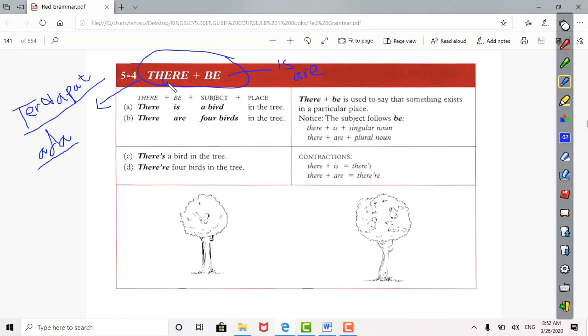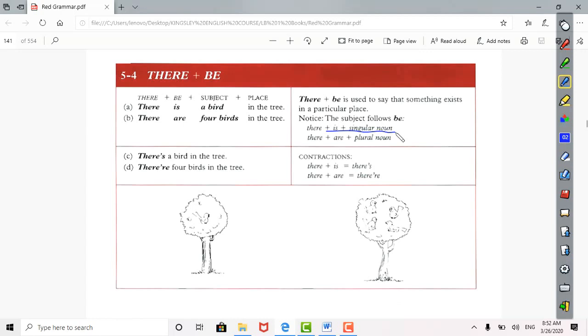Just remember there plus be. So number one, we have there is a bird. We will use to be is if it is singular, if the noun is singular. There is a bird in the tree. So there plus is plus subject. The subject here is a bird. If the subject is a singular noun, you must use is. I repeat again: is plus singular noun. Is is only used for singular noun. What is a singular noun? A thing that is only one. Like this, a bird, only one, so we use is.